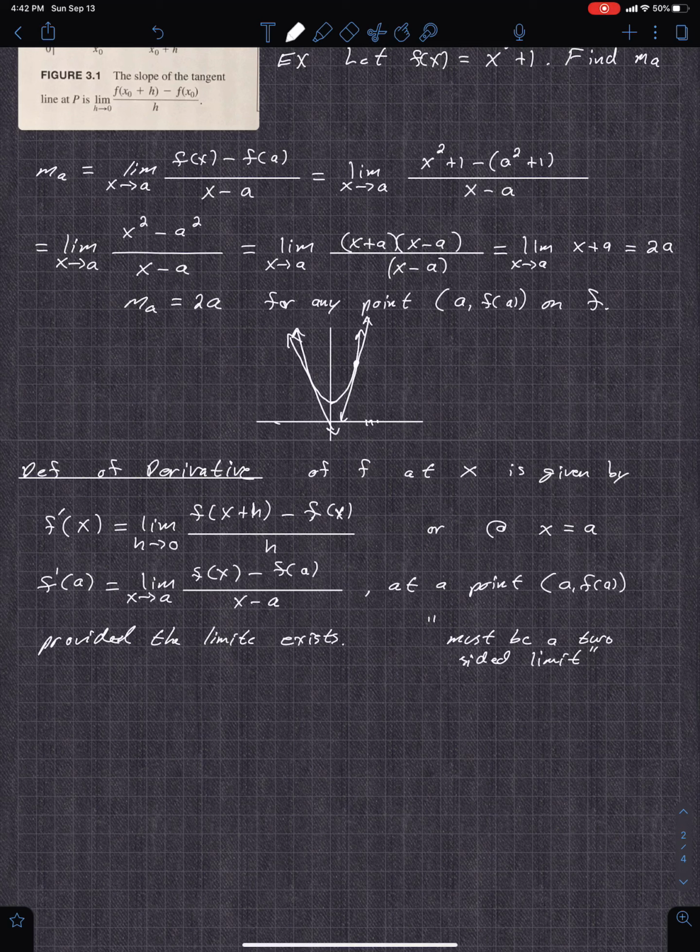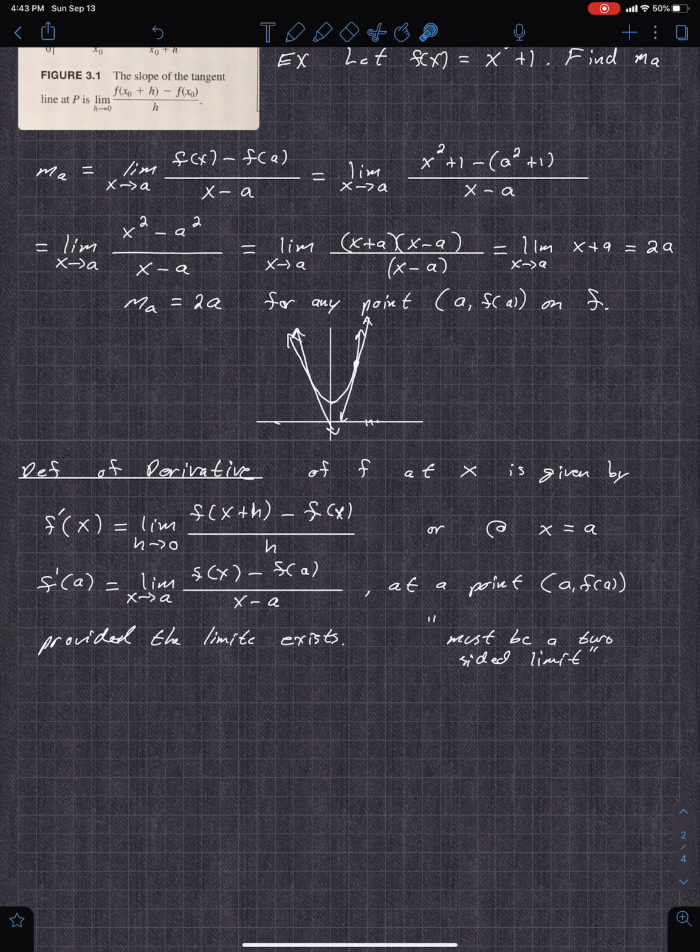Okay, let's continue. Now let's do our actual definition of derivative. Write this down: the definition of the derivative of a function f at x is given by f prime of x equal to the limit of f of x plus h minus f of x all over h as h approaches 0, which is the same as the slope of the tangent line above. We can also write it in the other form: f prime of a is equal to the limit of f of x minus f of a all over x minus a as x approaches a. That's how we define the concept of derivative.